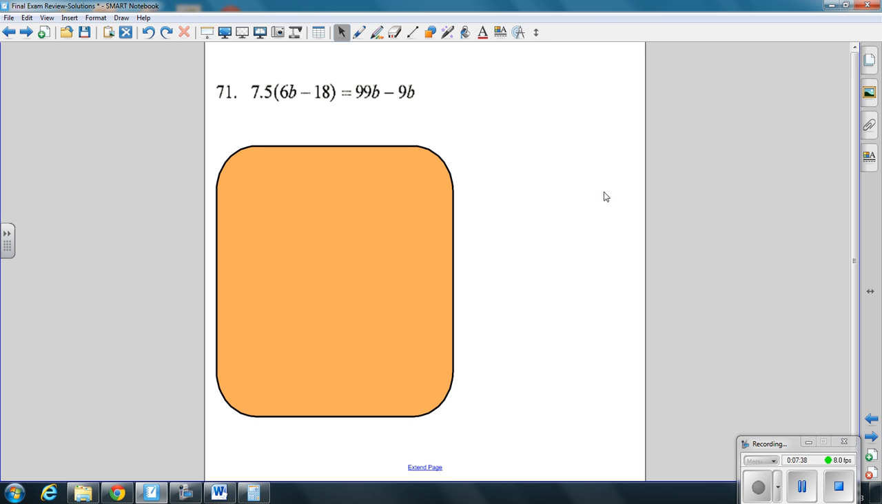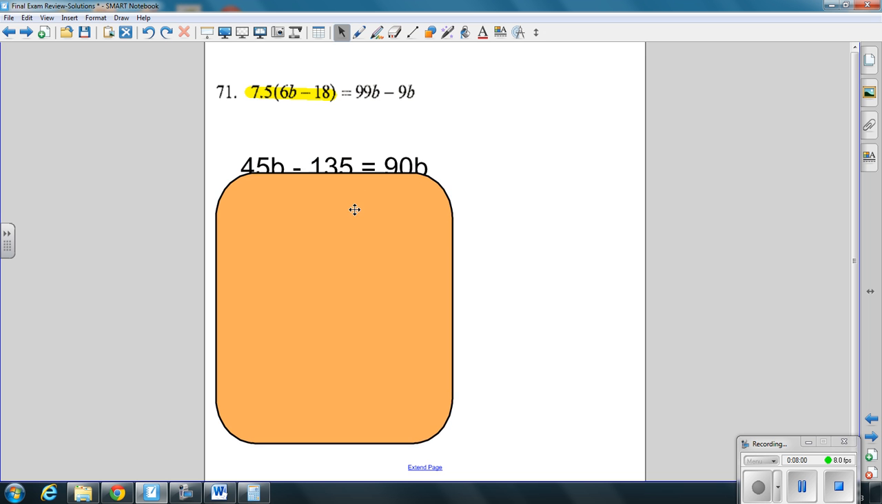Number 71, what property do you notice right in here? You guessed it, the distributive property, which means we take the 7 and 5/10 and multiply it to the 6b and to the 18. And on the right side, we have two like terms which we can subtract to get 90b.